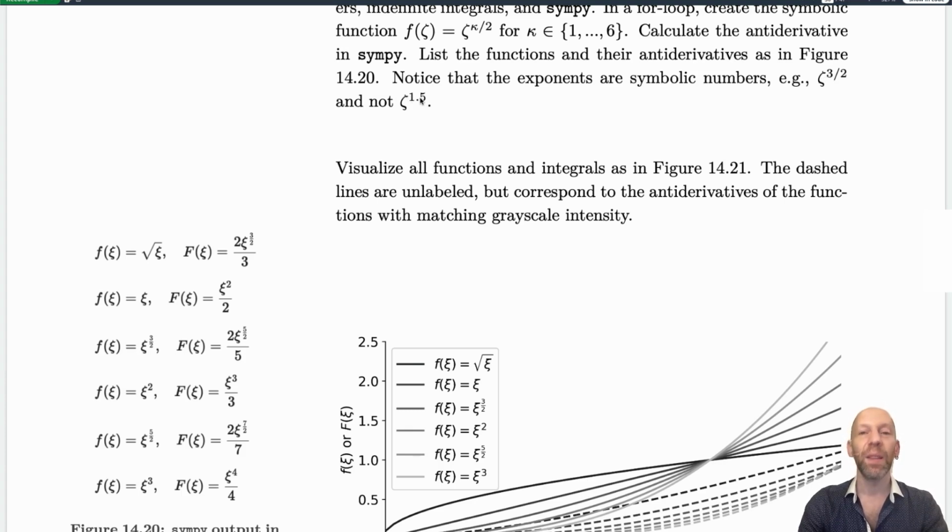Now, in some cases, this distinction matters. In some cases, it doesn't matter. Very often, it doesn't matter. But I want you to make sure that the expressions are symbolic numbers in this case, just to make sure that you really understand how to work with numbers and symbolic representations of numbers in SymPy.